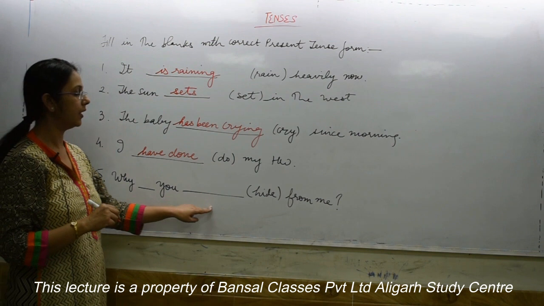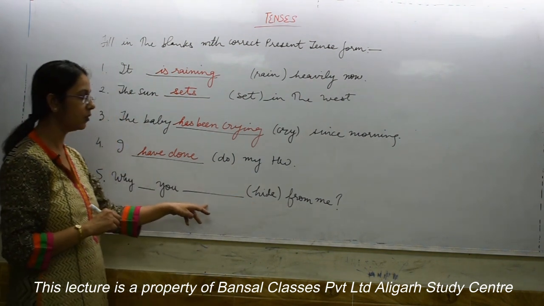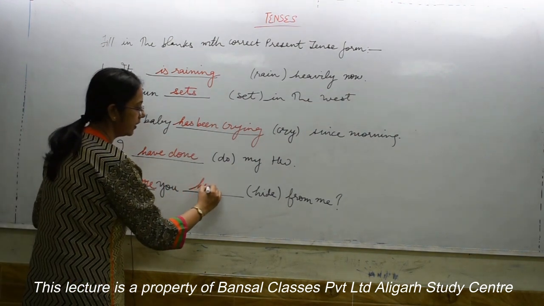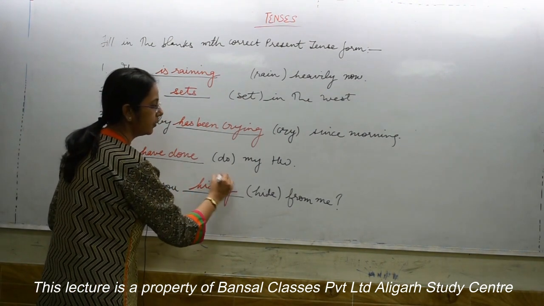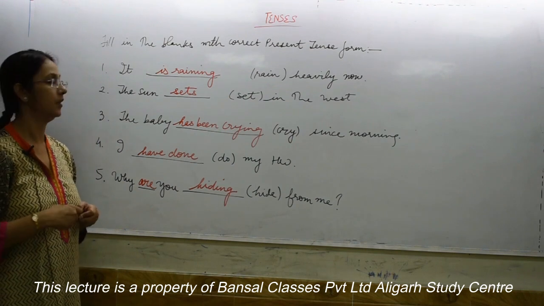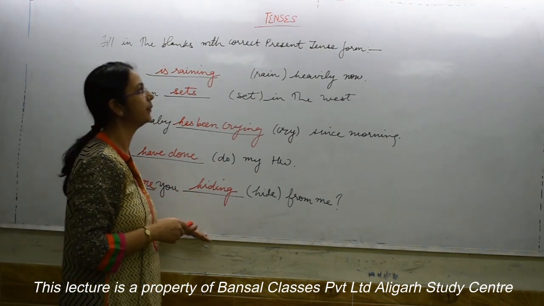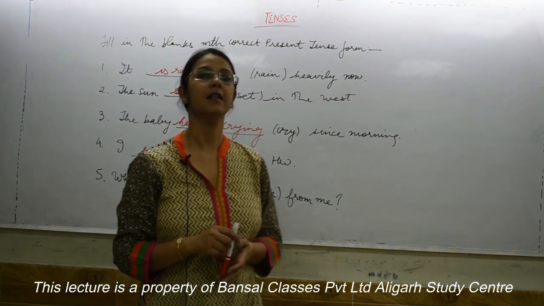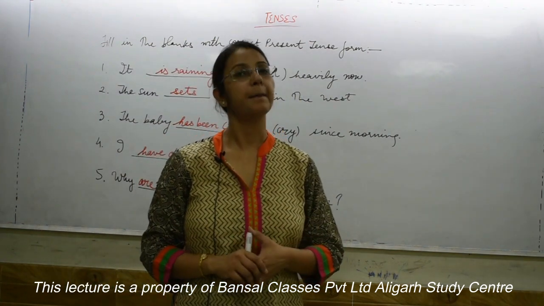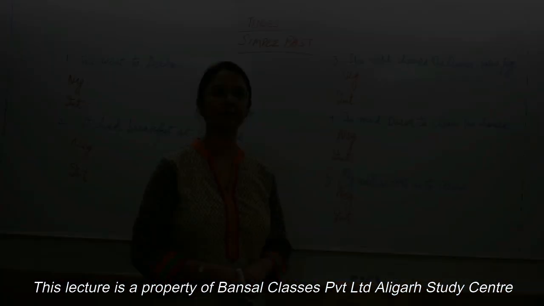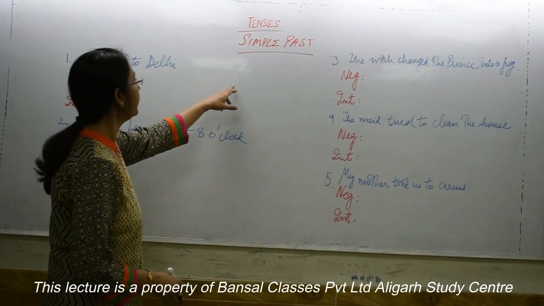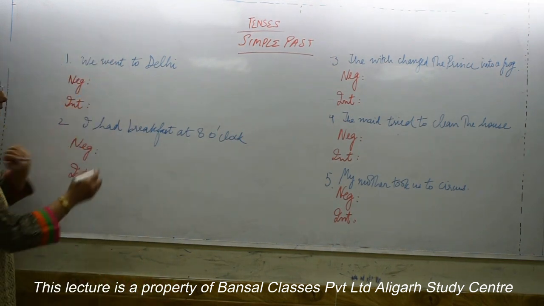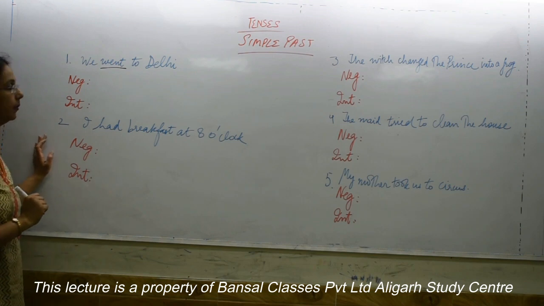Why dash you dash hide from me? So why are you hiding from me? So these are the few examples of how to put the correct present tense. Now we'll check out the past tense. So in simple past tense, we went to Delhi. Went is a verb.